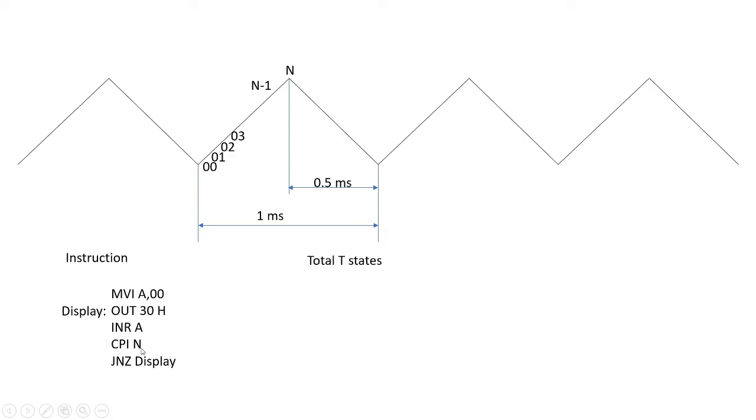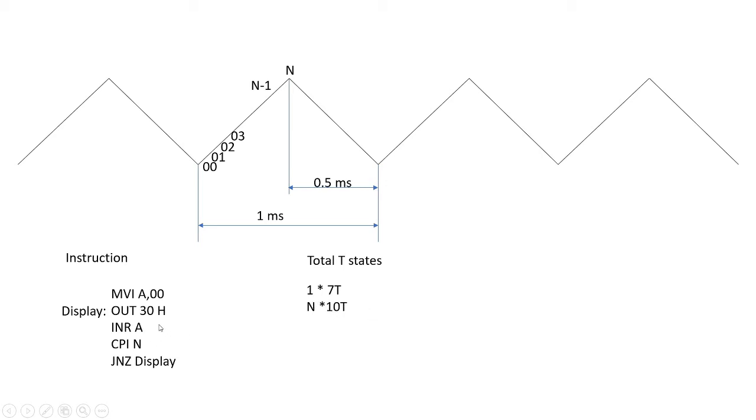So in order to obtain the value of n, we need to check how many times each instruction is executed and what the T states are for each instruction. This instruction is executed only one time. It has 7 T states, opcode fetch and memory read. So for this instruction, the total is 7 T states. And this instruction is inside the loop, so it will execute n times. So its total is 10n T states.